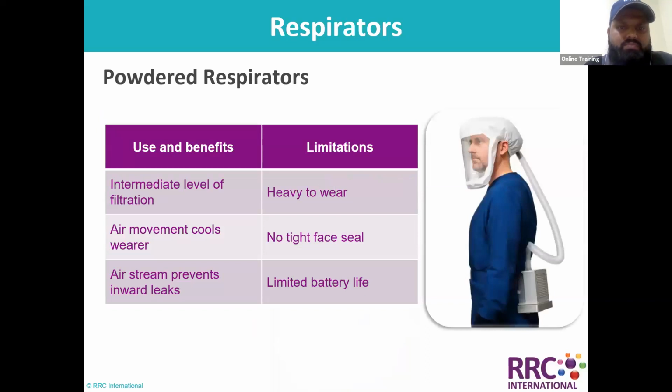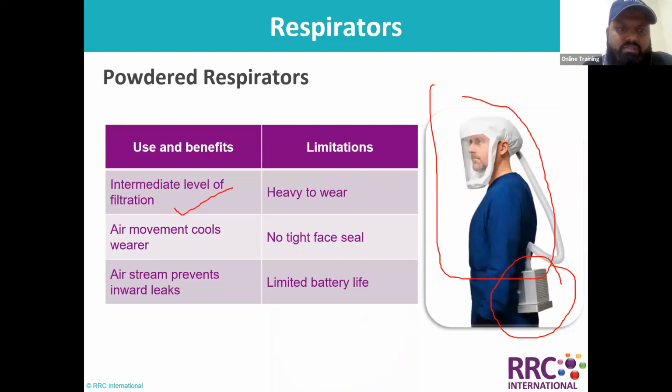Then there are the powered respirators. Powered respirators are those you can see over here, where we are giving them some kind of power. What are the benefits? An intermediate level of filtration is there. Air movement cools the wearer because it is powered. Air is being moved over there, and the air stream prevents inward leaks. So in case there is some kind of leak, it would be prevented and you don't have to worry about that because it is powered. Contaminants usually do not get into that mask or face shield.